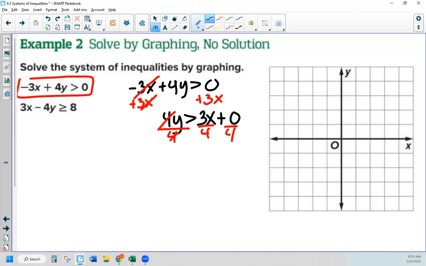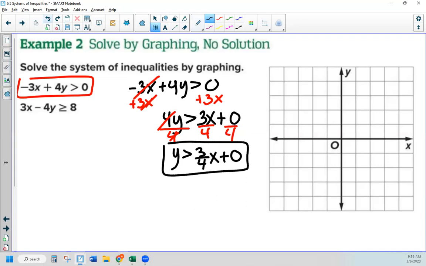Also, don't forget that not only do we not flip the sign here, but separate your 3/4 from your x so you could see it as your slope. And also, any 0 divided by any number stays as a 0. So don't get fooled by this and ruin your work. All right, so we're pretty much done here. We have slope, intercept, everything we needed right there.